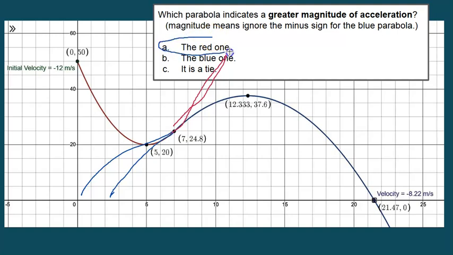Okay, hopefully you got that right. The correct answer is the red one, because you can see it turned around more quickly than the blue one did. So the more extreme the parabola, the quicker that fan cart is coming to rest, which is the vertex, and then being pushed in the other direction.